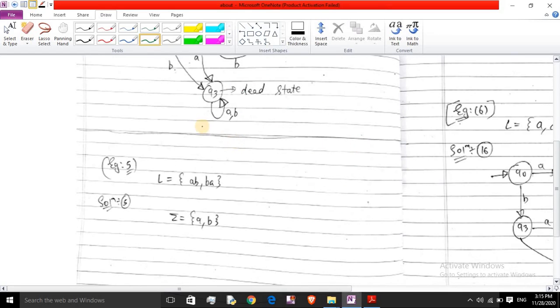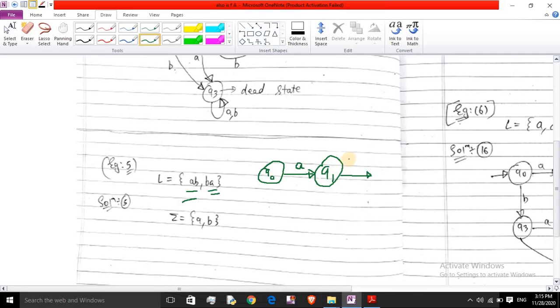Now look at the third example. It says we have to accept only these languages, AB and BA. Only these two words. How are we going to design it? Our first simple step is to design according to the given words. On getting A, we will move to the state Q1. We cannot put two input symbols on one transition. This is not possible in this deterministic finite automata.